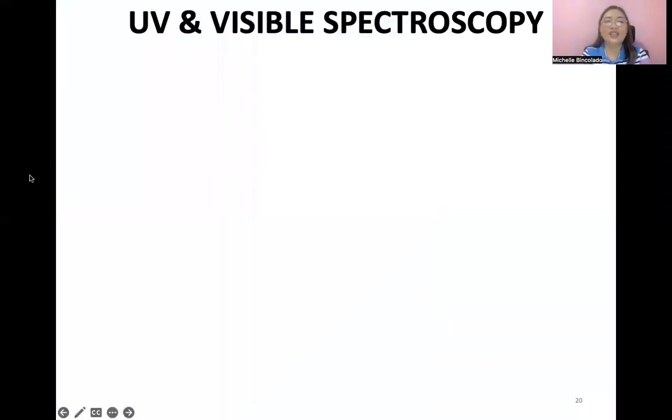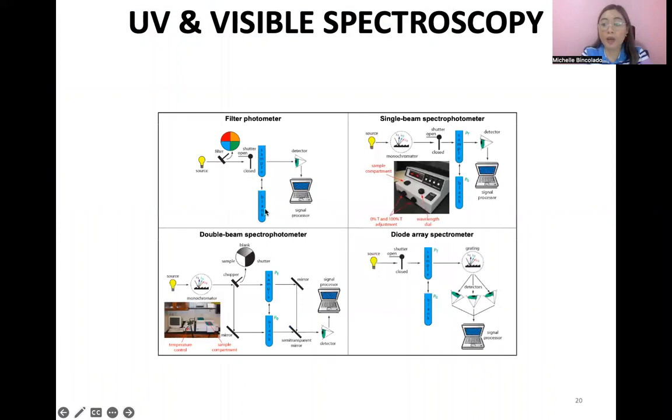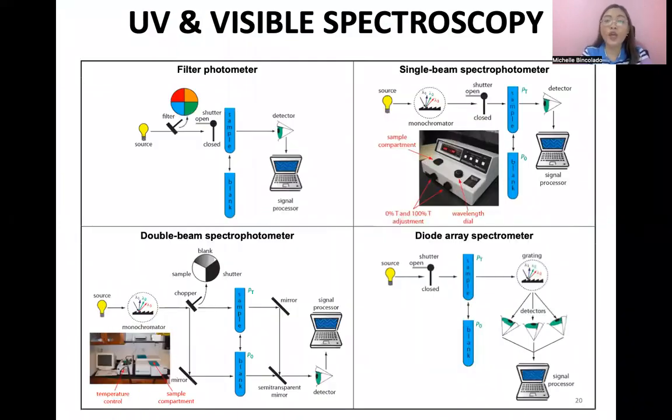Alright? So guys, we are now at our next subtopic, UV-vis. Diba? Common yung term na yun, UV-vis, ultraviolet and visible spectroscopy. So you have this in your manual, the 4 instruments that we will discuss under UV-vis. Number 1, the filter photometer. 2, we have the single beam spectrophotometer. O ma'am, bakit mahaba na yung term? Bakit spectrophotometer na? I'll explain later. And 3, we have the double beam spectrophotometer and the diode array spectrometer.